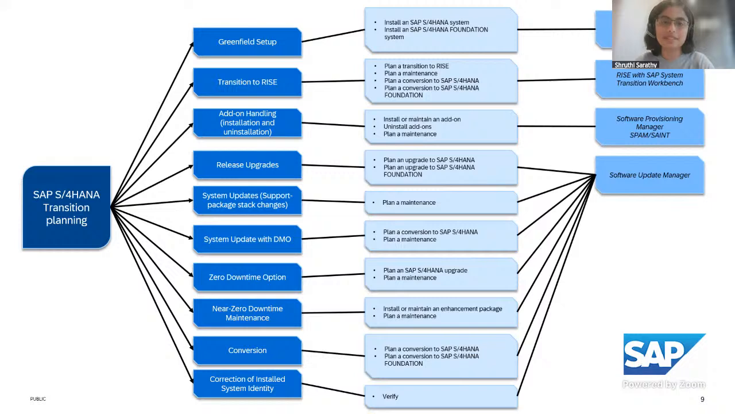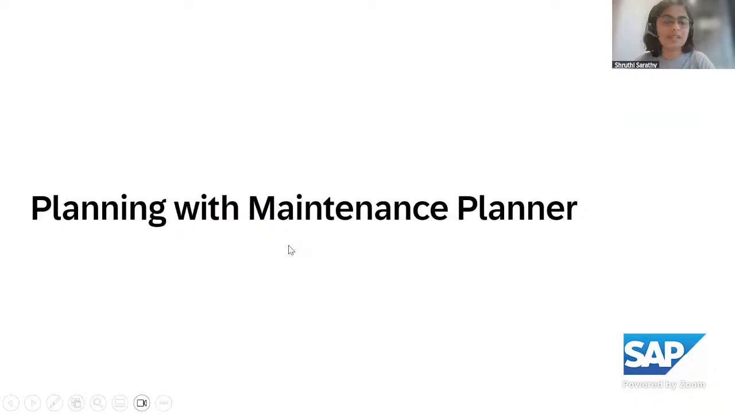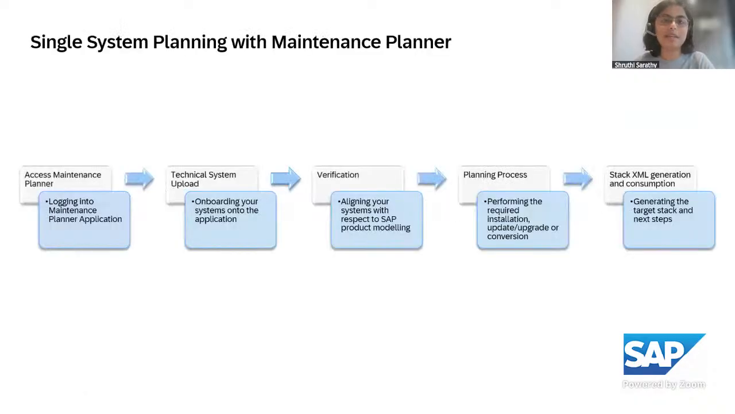First, I would like for us to go through and see how a single system can be planned with Maintenance Planner. System planning in Maintenance Planner is a very simple five-step journey, I would say. We begin by logging into the system and accessing the tool. This could be done by directly accessing the application through the SAP for Me Launchpad or directly from the SAP support portal. Once you're able to access the application, you will be able to see all the systems that are part of your organization.